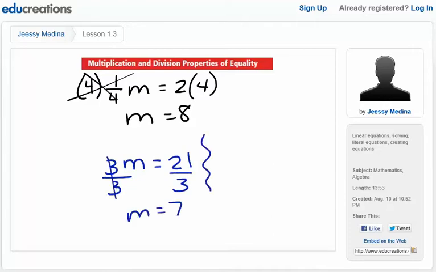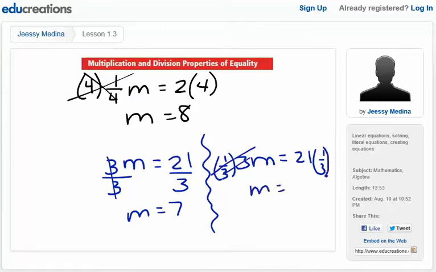Now, here's another way of looking at this, okay? 3m equals 21. We're going to get rid of the 3. How do you get rid of the 3? You use the inverse property, the identity property of multiplication. What's the reciprocal of 3? It's 1/3, or the inverse. So you multiply both sides by 1/3. Same thing, see? This cancels, and you're left with just m.